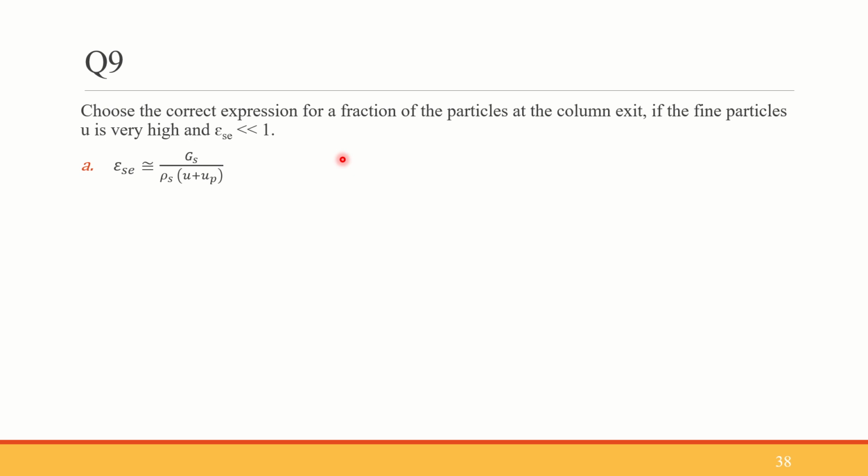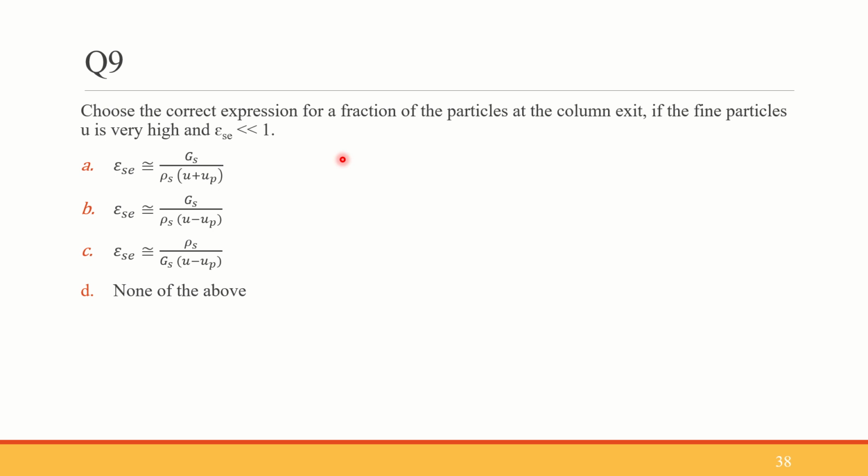So epsilon SE is equal to GS divided by rho S into U plus UP. And here, if fine particles, U is very high, and epsilon SE is approximately GS divided by rho S into U minus UP. And epsilon SE is equal to rho S divided by GS into U minus UP. Option D, none of the above.